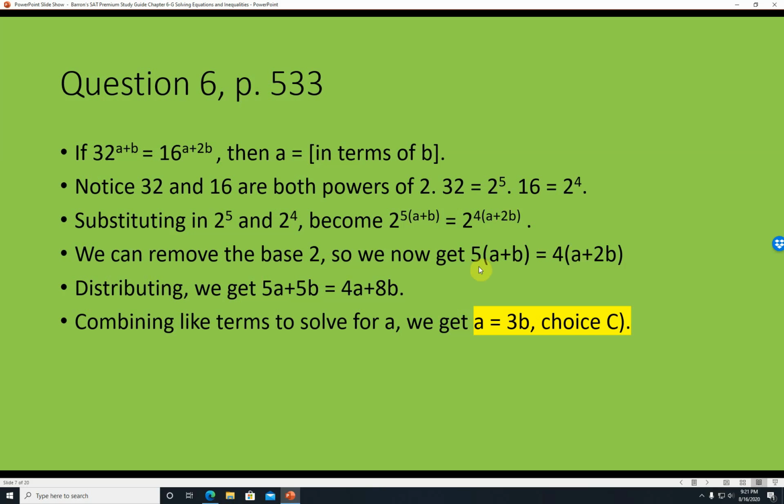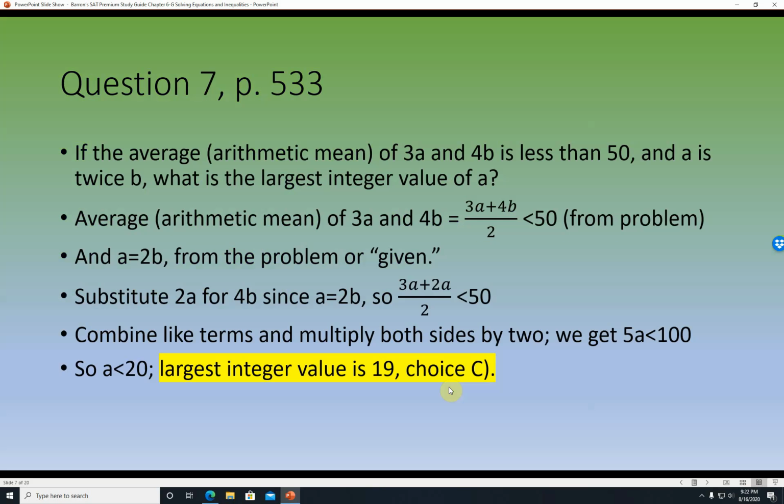in parentheses. So now we distribute. So we have 5a plus 5b is equal to 4a plus 4 times 2b, which is 8b. So we combine like terms to solve for a, subtract 4a, so we get a on this side, subtract 5b, so we get a equals 3b, which is choice C.